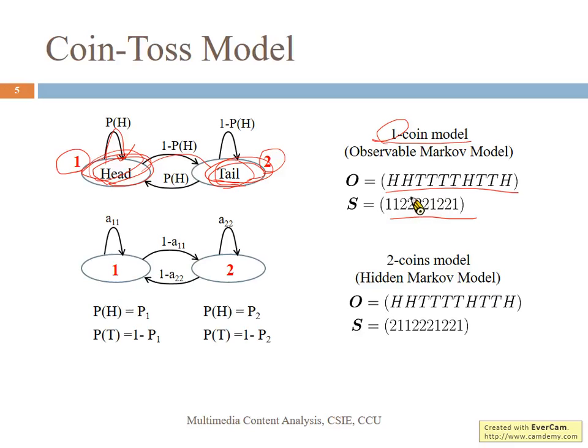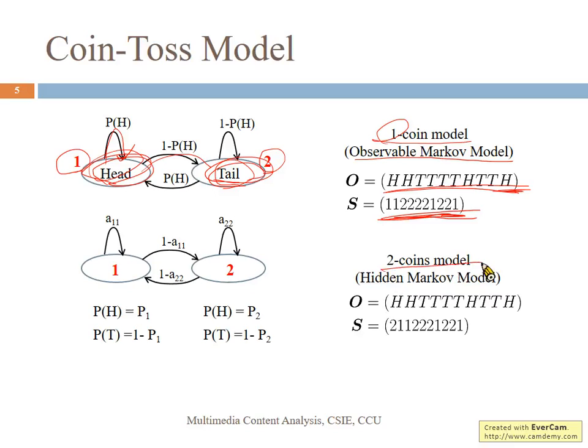And once we know the observation result, we already know the corresponding state sequence. Okay, and this is actually an observable Markov model because, as we said before, once we know the observation sequence, we already know the state sequence. Okay, and this is the case when there is only one coin.